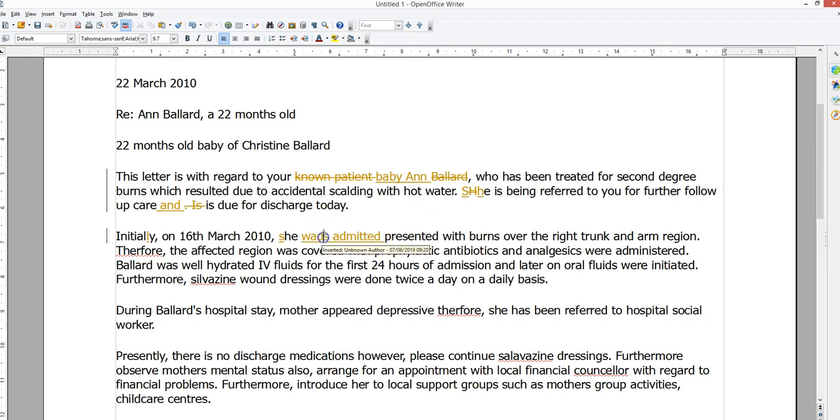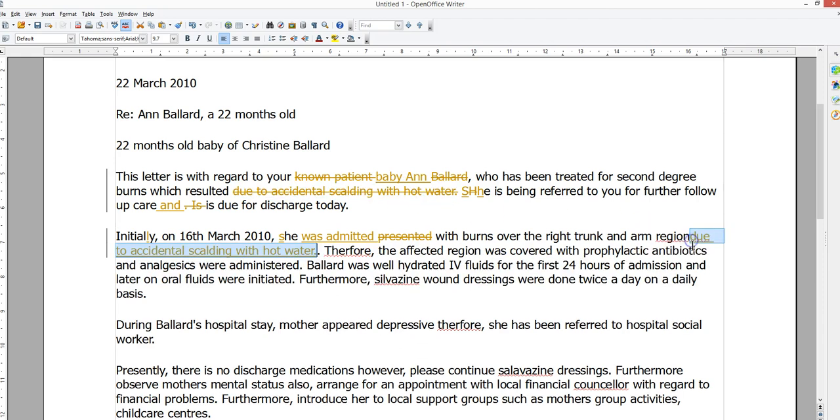So hang on, let me sort that out. She was admitted with burns of a right trunk and arm region. I would have put that due to accidental scalding with hot water there instead of having it in the introduction. Okay. She was admitted with burns over right trunk and arm region due to accidental scalding with hot water. Therefore, the affected region was covered with prophylactic antibiotics and analgesics were administered.